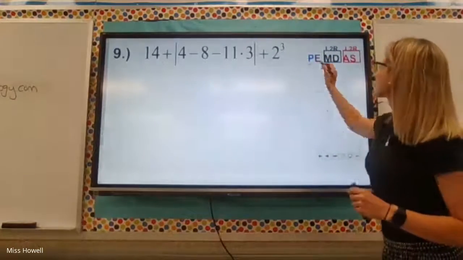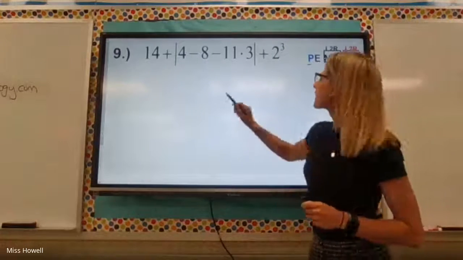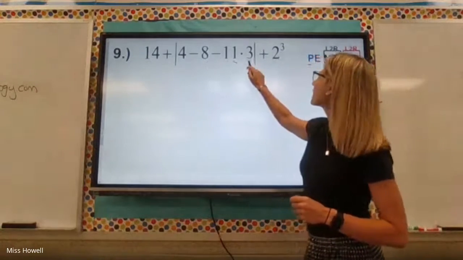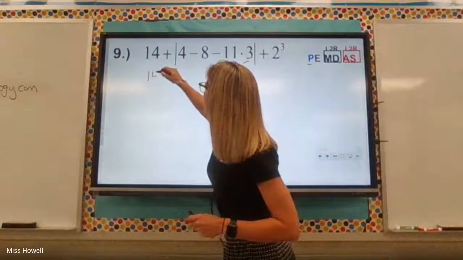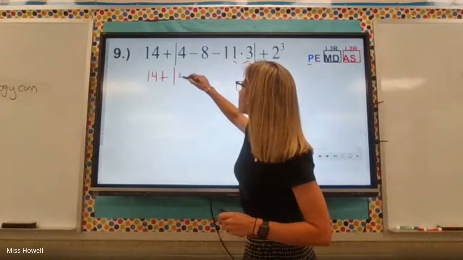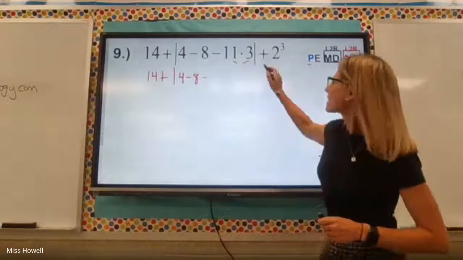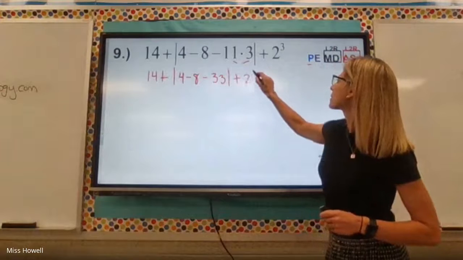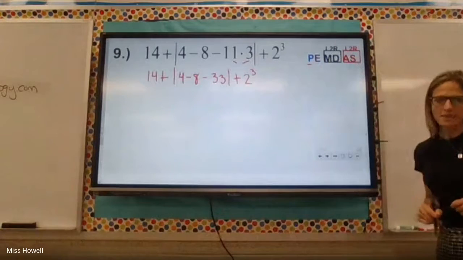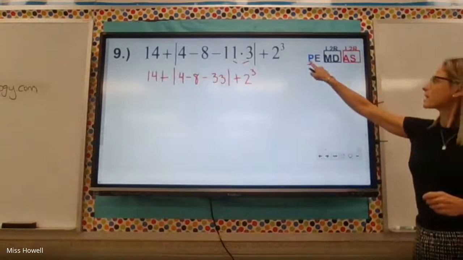All right, we're going to work inside our groupings or our absolute values. Inside there we have subtract, subtract, multiply. In order of operations, multiply will happen first. So 14 plus absolute value, 4 minus 8 minus 11 times 3 is a 33. Bring down our 2 to the third. That's being added in the back. All right, we're still not done inside our grouping symbols.